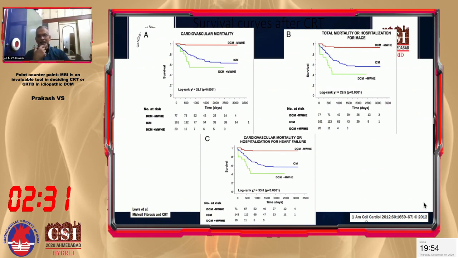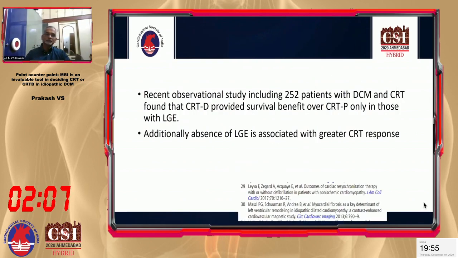If you look at this study done by Leah et al., they clearly said that those who had mid-myocardial disease or LG had fared as bad as the ischemic cardiomyopathies, unlike those who had LG negative. The cardiovascular mortality, the total mortality, everything was far, far less, and they did well compared to those who had LG positive.